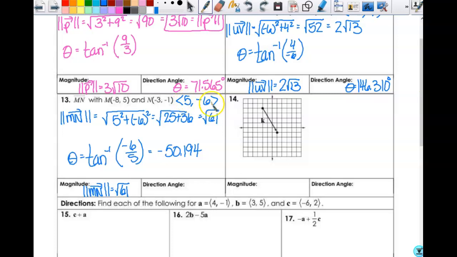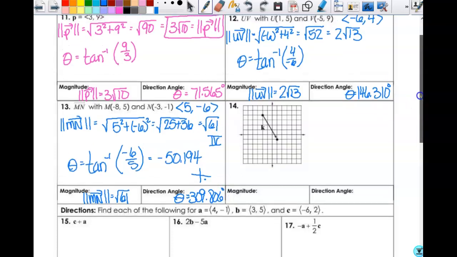This is a 4th quadrant angle. Sorry, I skipped over that. And so this is a 4th quadrant angle already. If I want to stay in the 4th quadrant, I add 360 to that, and that gives me that theta is 309.806. Sorry. I was just trying to save you time with me actually pushing buttons on the calculator.